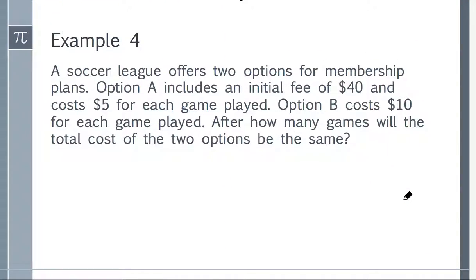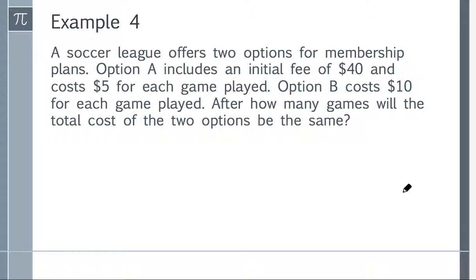So here's an example of a word problem. A soccer league offers two options for membership plans. Option A includes an initial fee of $40 and costs $5 for each game played. Option B costs $10 for each game played. After how many games will the total cost of the two options be the same? So organizing my information, it looks like I have two options, option A and option B.